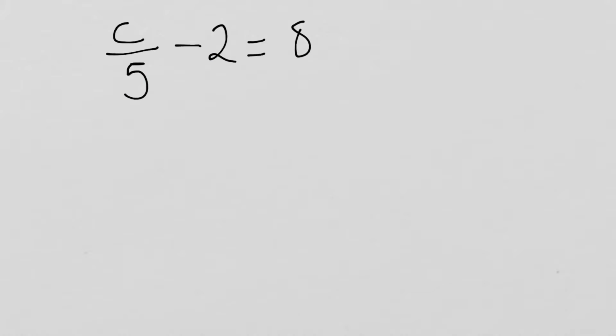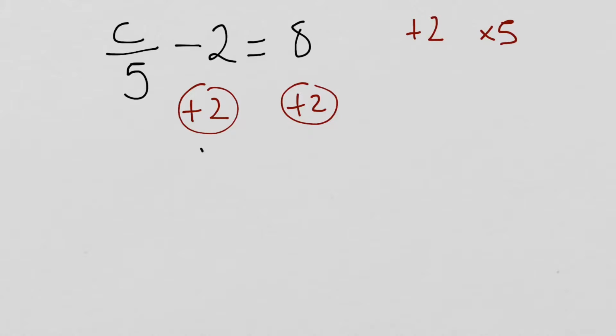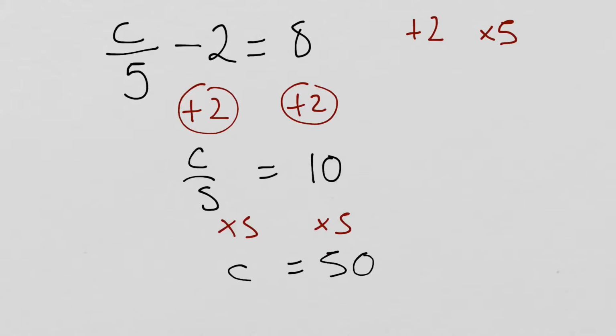Let's try one that's got a divide now. So again, to get to c, I need to do the opposite of take away 2, which is add 2, then the opposite of divide by 5, which is times by 5. So add 2, times by 5. So set that out in an exam. So add 2, so we get c over 5 equals 10, then times by 5, so we get c equals 50.